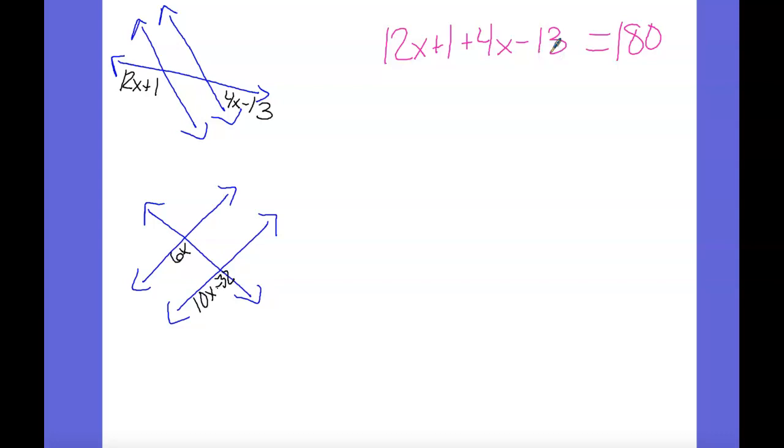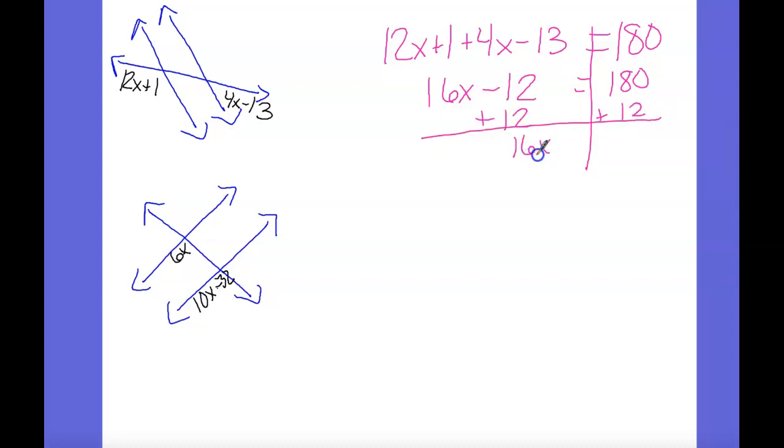So how many x's do you have? 16. And then what else? Subtract 12. So minus 12. So do you have positives or negatives? Negative 12, or minus 12. Next, what would I do? Add 12. So 16x equals 192. Then I would divide by 16. So what does x equal?